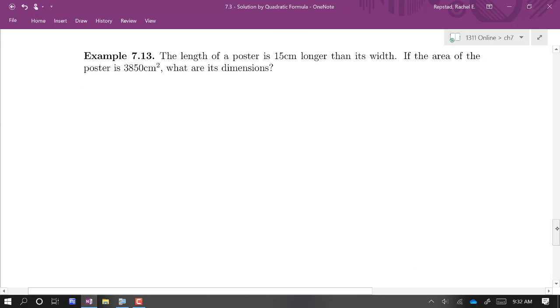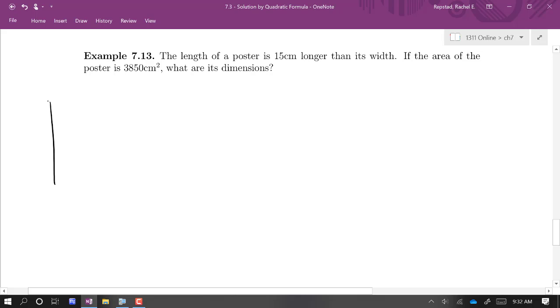All right. Let's solve an applied problem. Here they tell us that the length of a poster is 15 centimeters longer than its width. And then they tell us that the area of the poster is 3,850 square centimeters. What are its dimensions? So we want to know the length and the width.